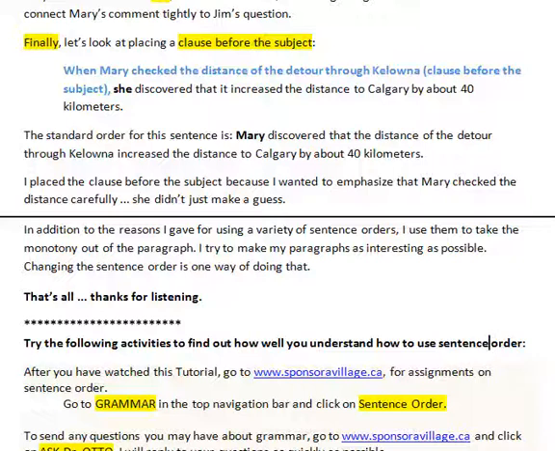In addition to the reasons I gave for using a variety of sentence orders, I used them to take the monotony out of the paragraph. I like to make my paragraphs as interesting as possible. Changing the sentence order is one way of doing that.